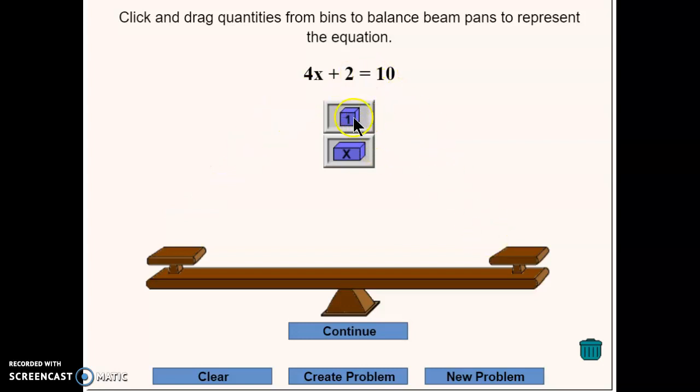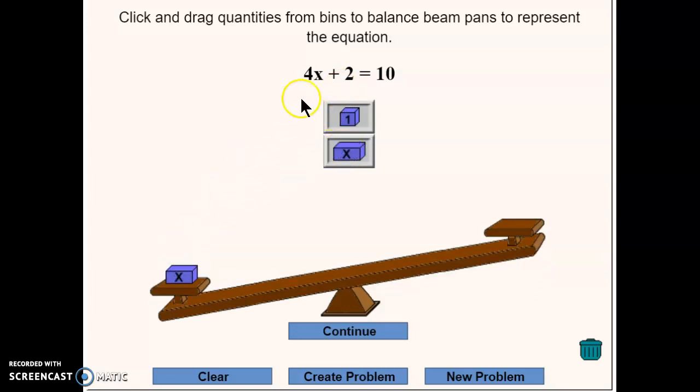So you can see there's x here. We can drag the x to the left hand side because on the left hand side we have 4x, right? So I drag the first one and then you can click it. You drag 4 of the x, so it's 4x plus 2. Let's go to this side. Okay, so the left hand side, I have 4x plus 2 all set up.